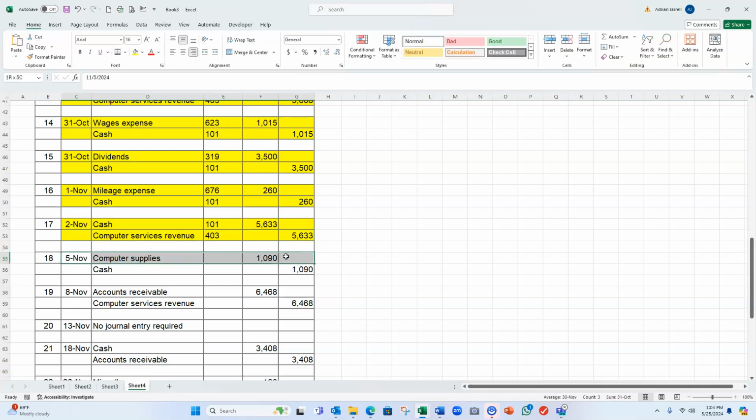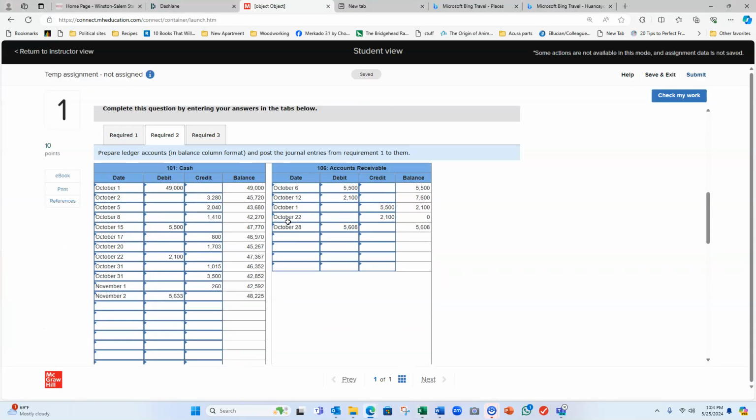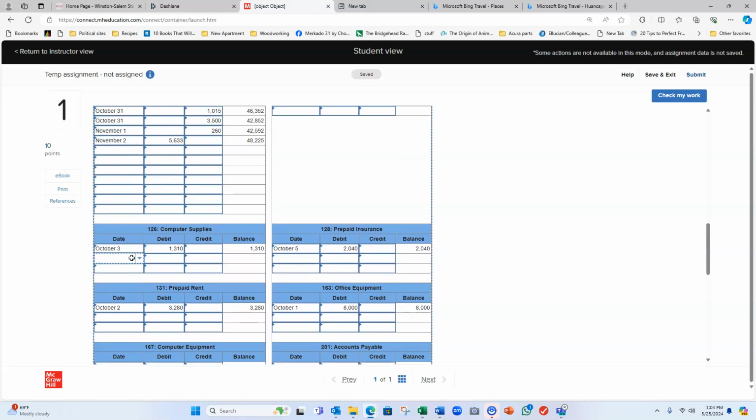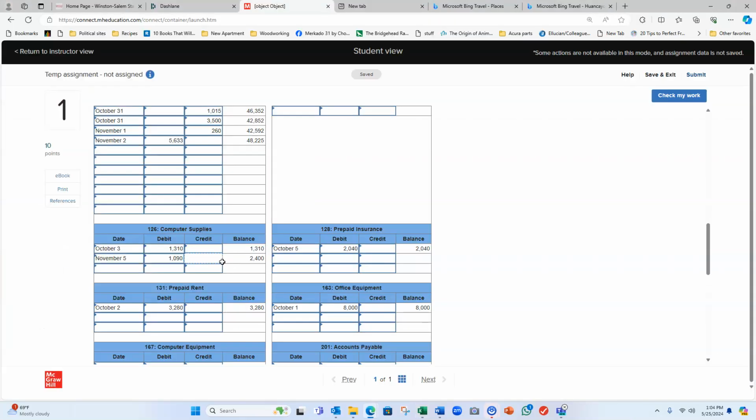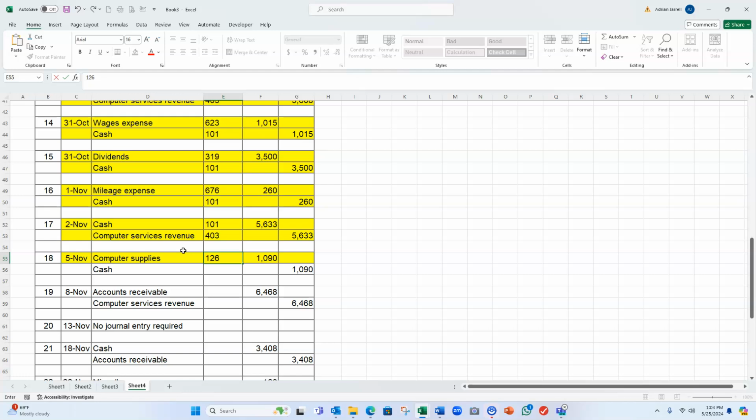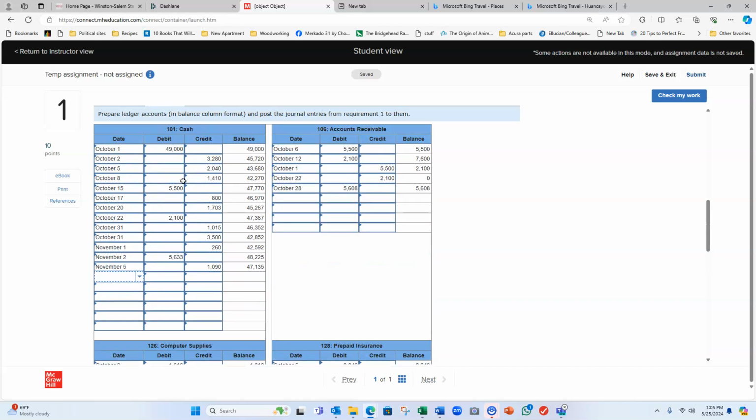We are going to debit computer supplies on the 5th for $1,090. And that is account number 126. We're going to credit cash on the 5th for $1,090. Credit, debit, everything balances. Account number 101.